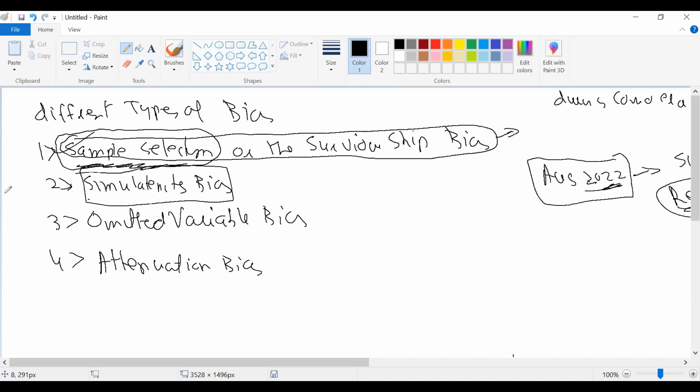अच्छा, नाउ कम टू योर सिमल्टेनिटी बायस. सिमल्टेनिटी बायस क्या हो सकता है?